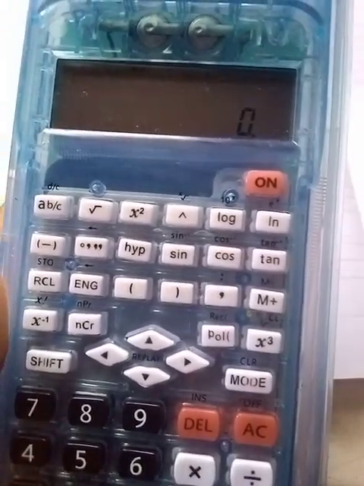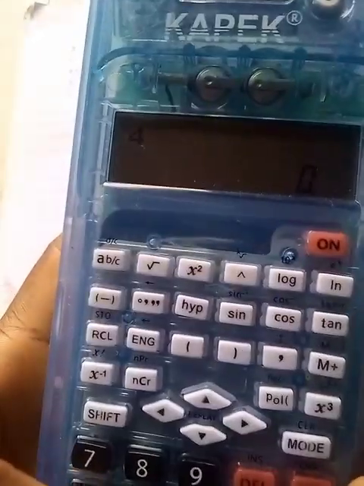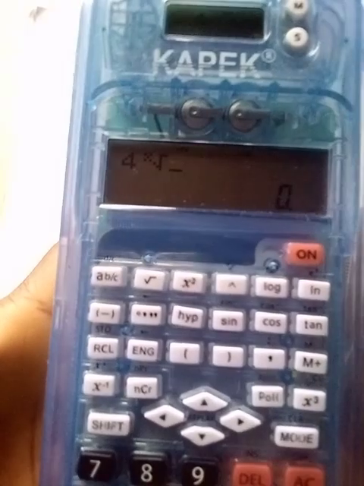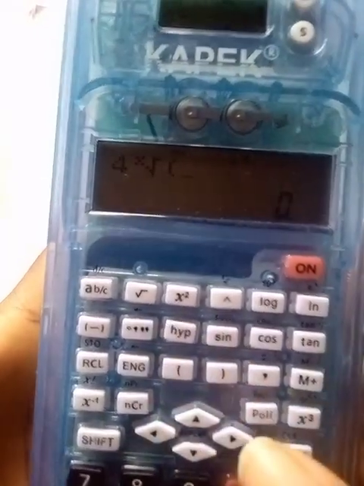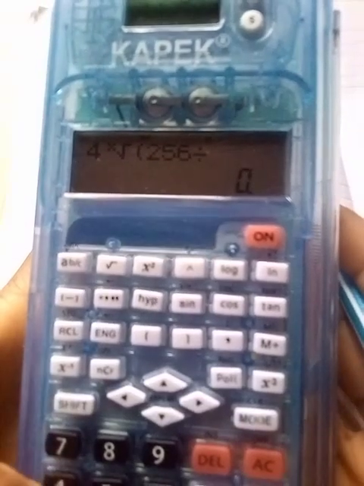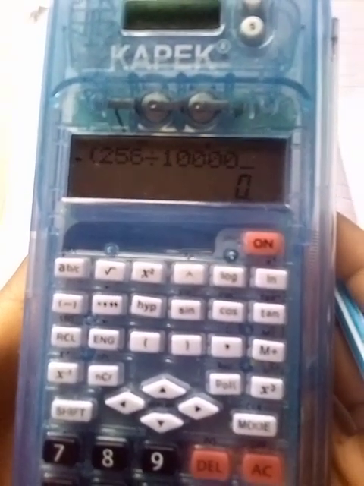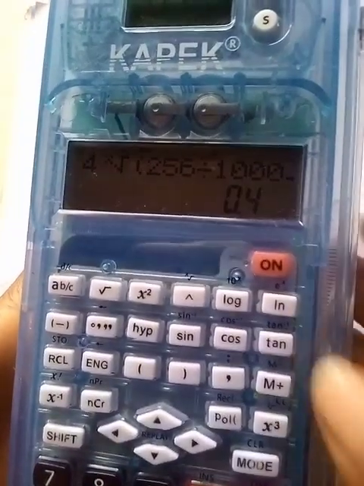Now, in the previous one, if you want to solve everything that is in the root at once, you can just press 4, then the shift key, the root function, then sorry, first you open brackets before you do that. If you want to solve it at once, you open bracket, 256 divided by 10,000, then you close brackets. It's still going to give you the same answer, 0.4.